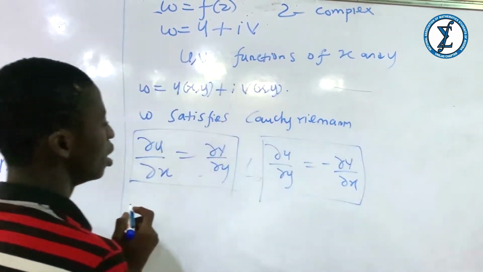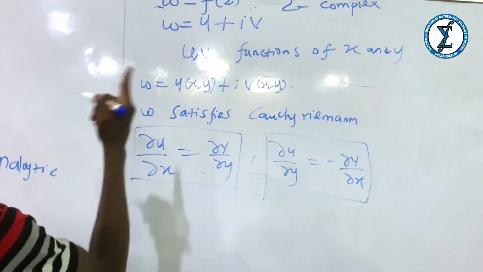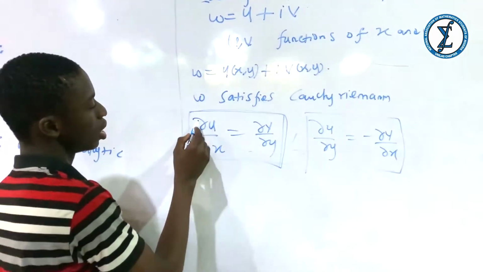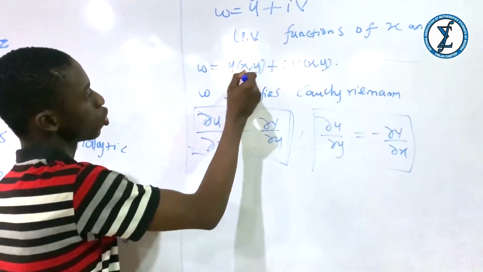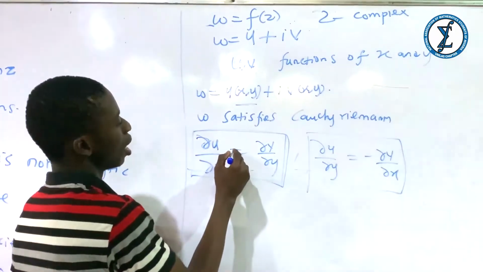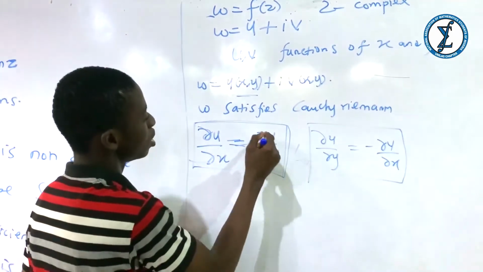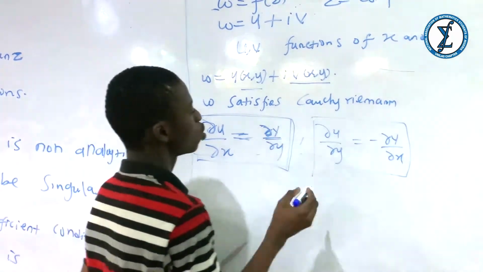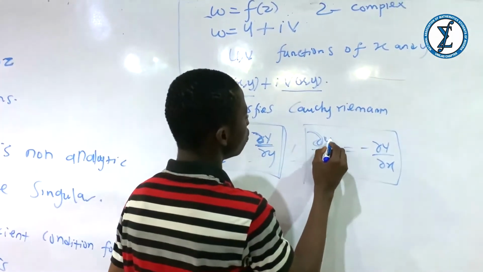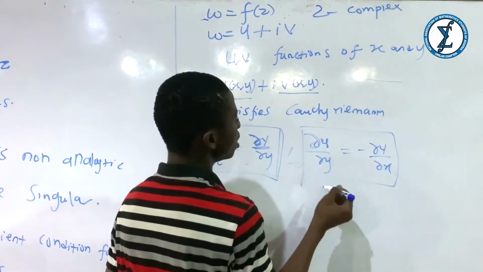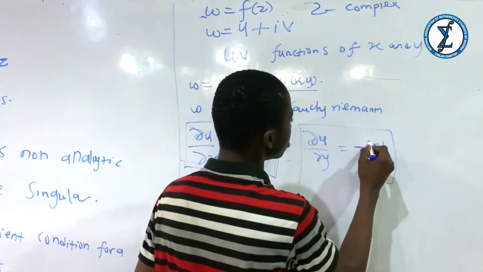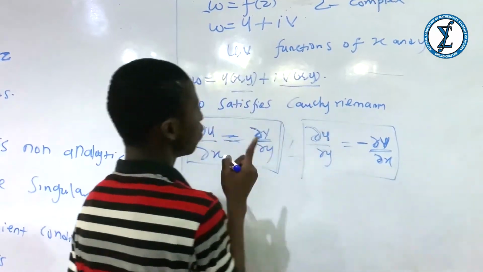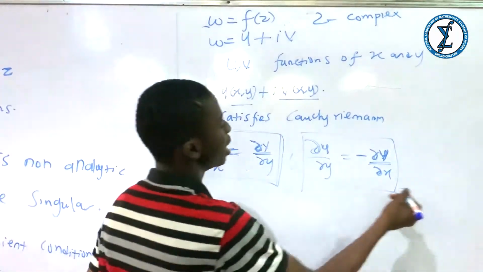So this is a necessary condition for a function to be analytic. If we satisfy this pair of equations, that is, the partial derivative of the function U with respect to X is equal to the partial derivative of function V with respect to Y, and also the partial derivative of U with respect to Y is equal to minus the partial derivative of V with respect to X, then it satisfies Cauchy-Riemann. That is just a necessary condition.